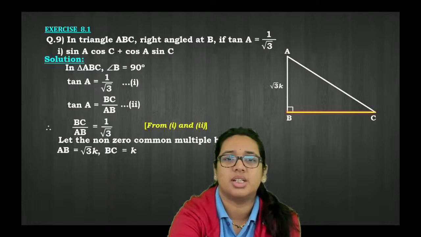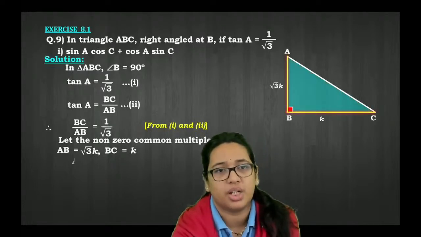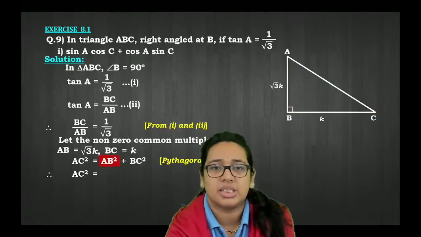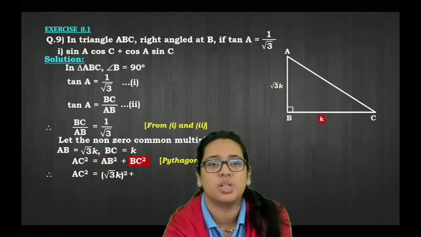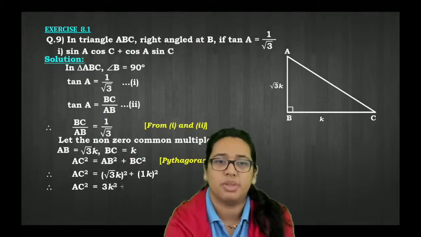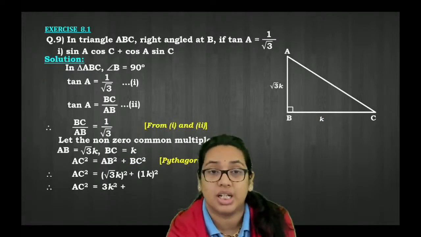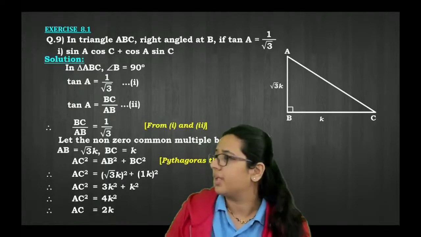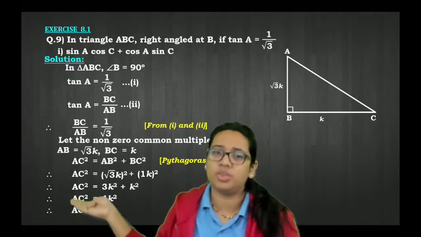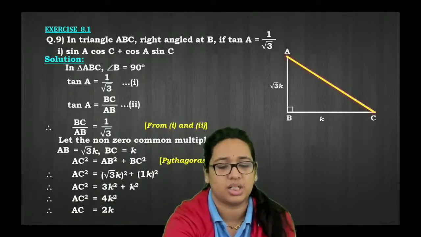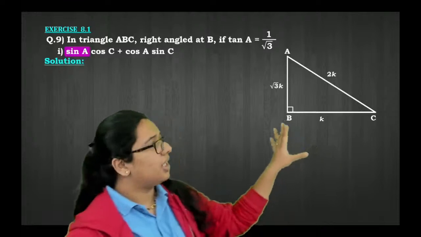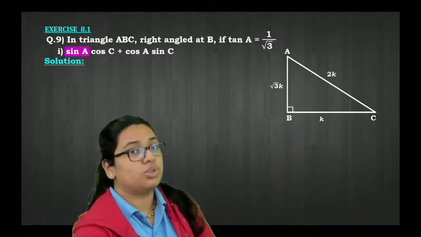So just consider a proportionality constant so that you will get AB as root 3 K and BC as K. Hence, AC² will be AB² plus BC². But what you got is 3K² plus K², so AC² will be 4K². If we only have to find AC, you just have to consider the positive square root. Hence, its value will be 2K. Once you get this, then I think you can do everything ahead.